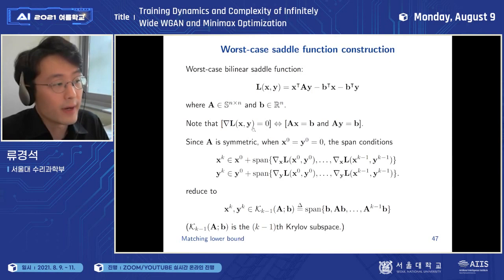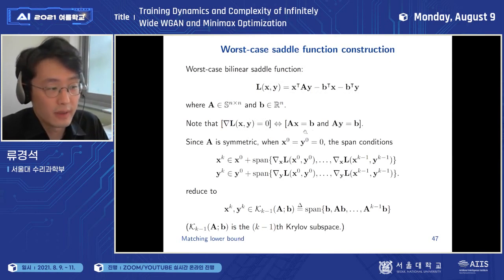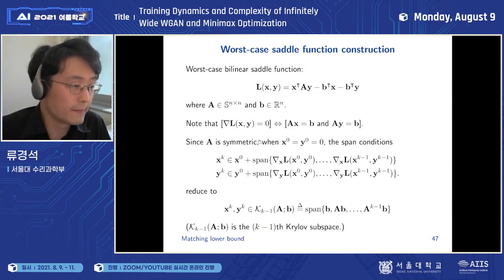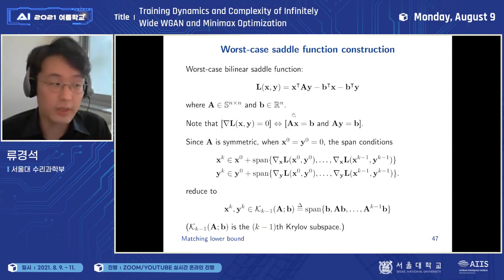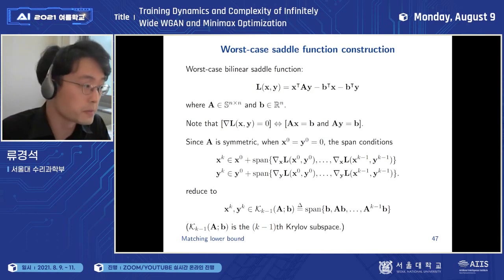In other words, finding a saddle point, finding a solution to this minimax problem, is equivalent to solving the linear system AX equals B. Then what we can do is translate the complexity lower bounds on solving the linear system of equations AX equals B, where A is a symmetric matrix, and that comes from some linear algebraic techniques.